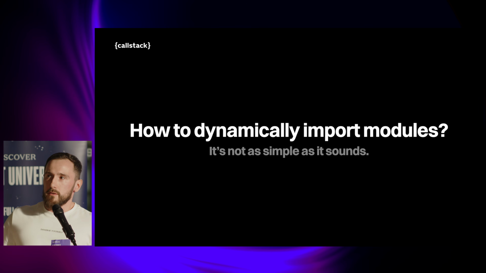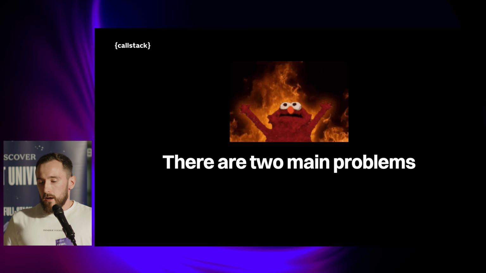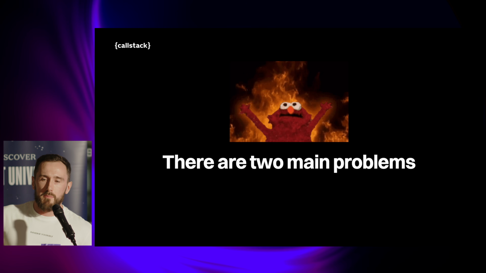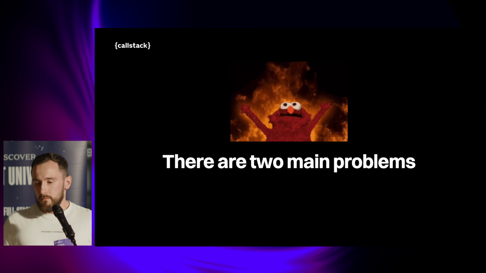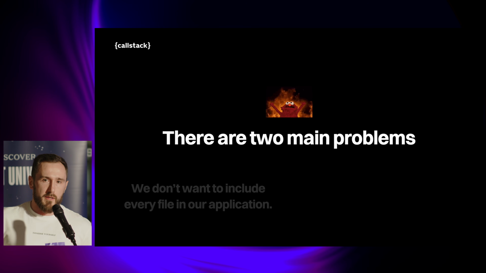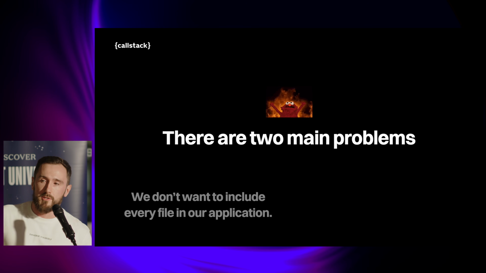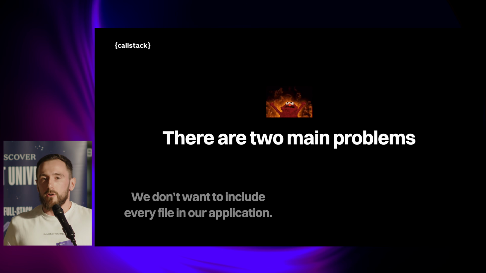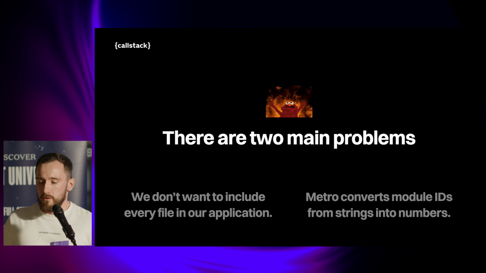Like you decide that if user writes 1, you will import some file located in the directory named 1. This is usually not possible because of two main problems with Metro itself and how we build our applications. So first of all, we don't want to include every file from our project in our application. Why? Because with every file, we need to ship some additional data to the end user. Our app will weigh more. Generally, that's not a good thing to do. So Metro wants to include only the necessary data and only the necessary code.